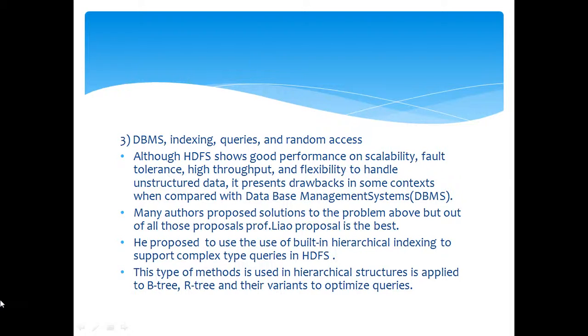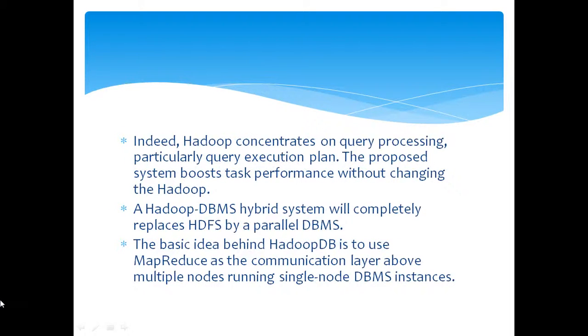This type of method is also used in hierarchical structures which are applied in B-tree or tree. A B-tree is a tree data structure that keeps data sorted and allows operations such as sequential access, insertions, deletions, and updates in logarithmic time. A B-tree generally uses the binary search tree to process data.